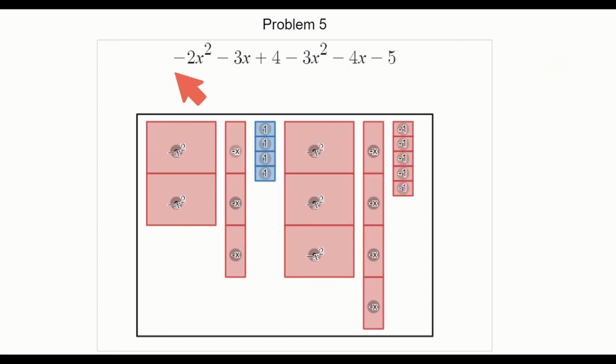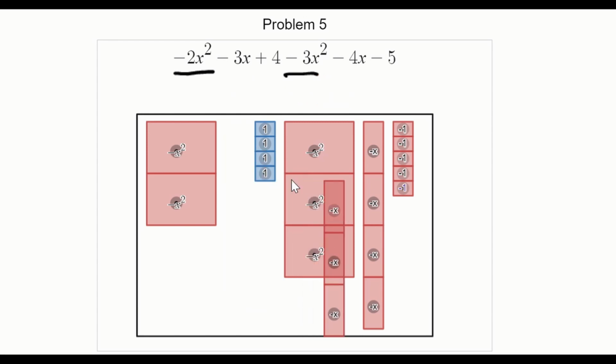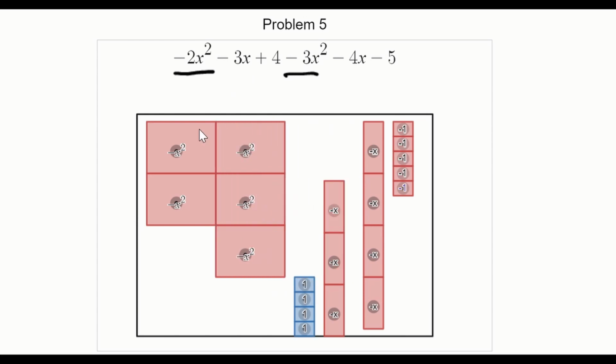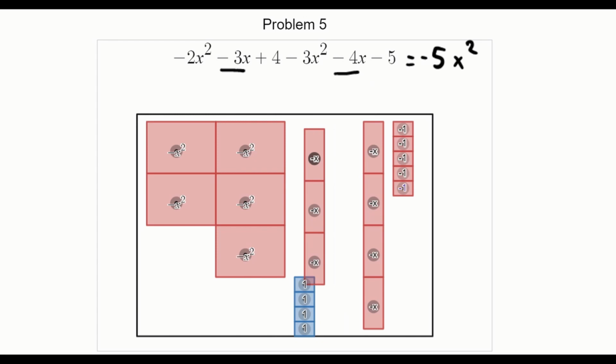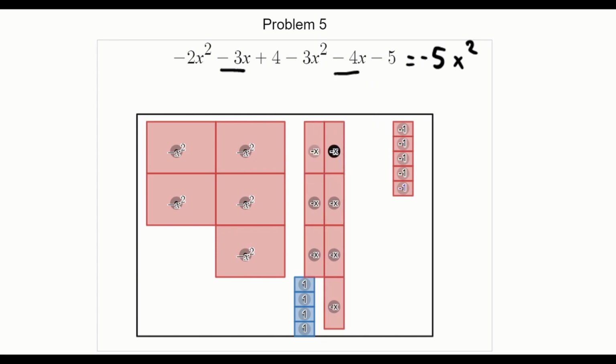Problem 5. What's negative 2x squared and negative 3x squared going to be? So let's group those together. Notice that these are the same sign, so nothing's going to cancel out. So counting up, we have a total of 5 red x squares. So this is going to be negative 5x squared. Now let's combine our x's. We have negative 3x and negative 4x. Just like before, these are the same sign, so nothing's going to cancel out. So counting up, we have a total of 7 red x's, minus 7x.